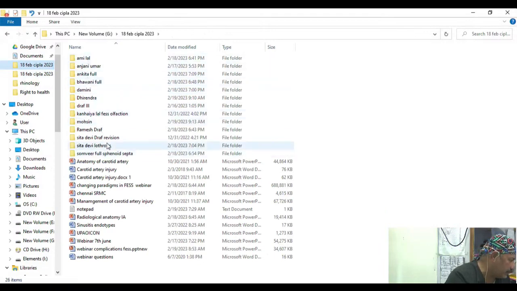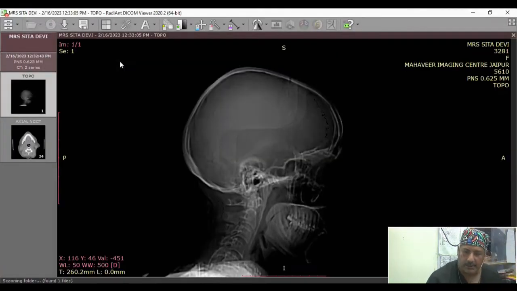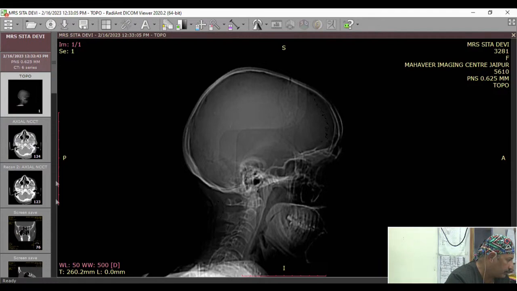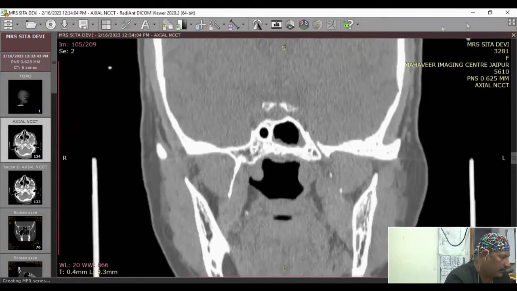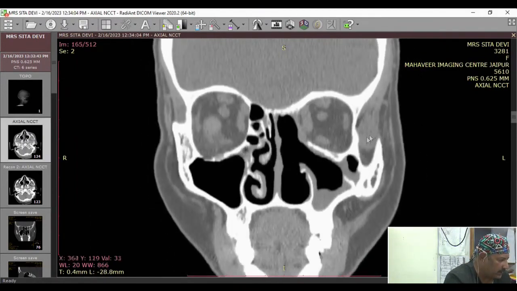Now coming to the next case. See this. This is a little complex, more complex than what we have seen earlier. See this lady who has undergone sinus surgery earlier. This particular patient, I'll show in all planes what a complex situation. This patient has undergone sinus surgery. See, the rest of the sinuses are all good.